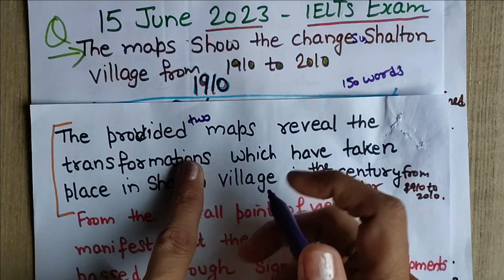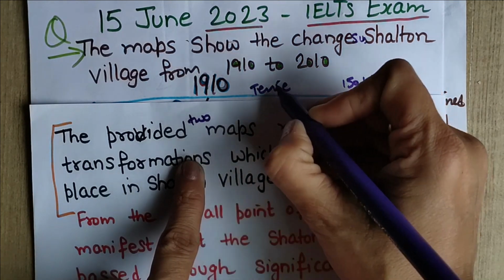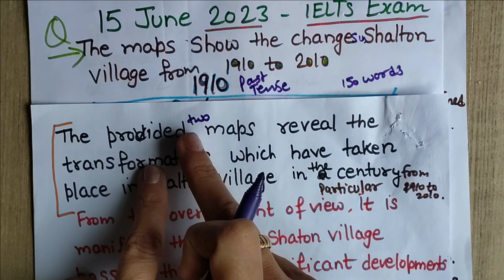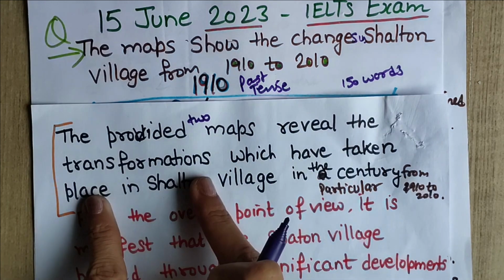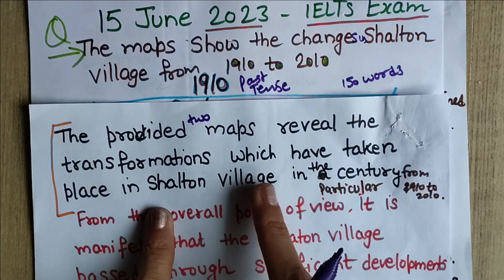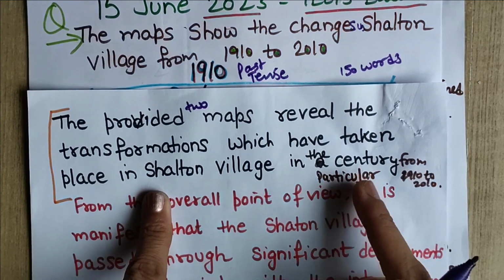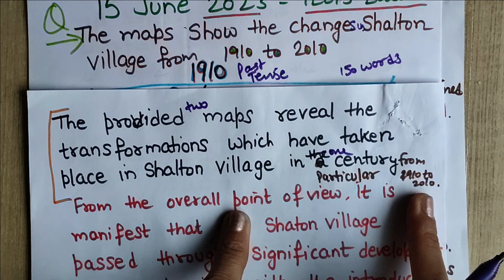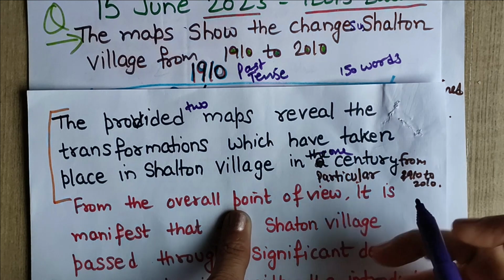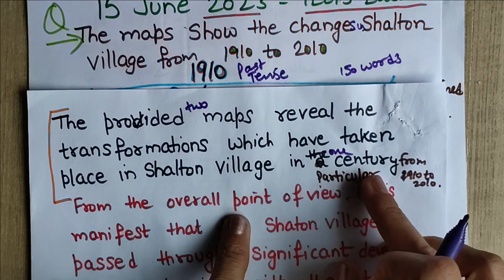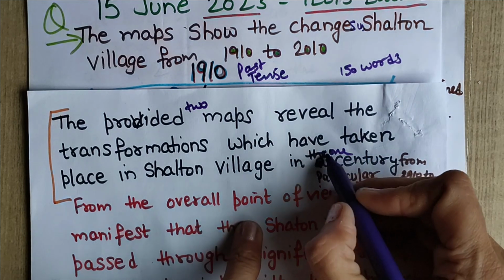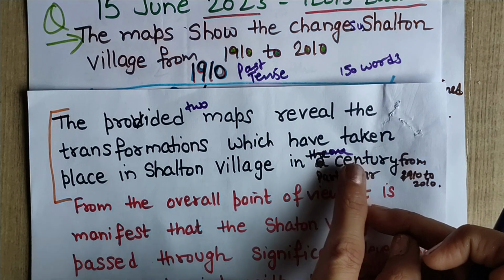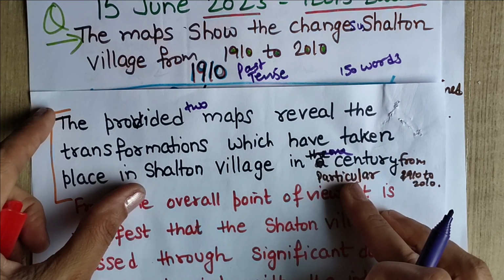Of course, what tense are you going to use? Past tense, because both the maps are in the past. The provided or given two maps reveal the transformations which have taken place in Shalton village in the century from 1910 to 2010. So I have used the particular century, or you can use in one century. In fact, you should use the particular century. This is also an adjective with the word century. So you can write this kind of sentence structure also.